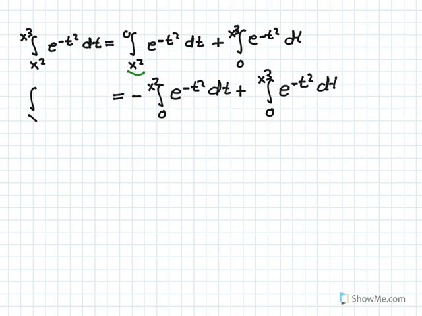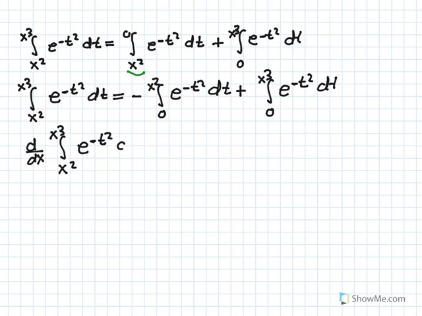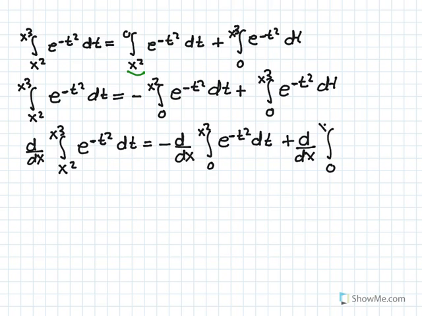And let's write the left-hand side. That's x squared to x cubed, e to the minus t squared dt. The next step is to differentiate both sides of the equation with respect to x. So take the derivative of the left-hand side. That's d dx of the integral from x squared to x cubed, e to the minus t squared dt. That's equal to minus d dx of the integral from 0 to x squared, e to the minus t squared dt, plus d dx of the integral from 0 to x cubed, e to the minus t squared dt.